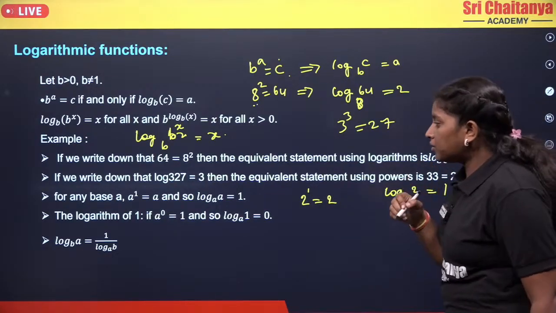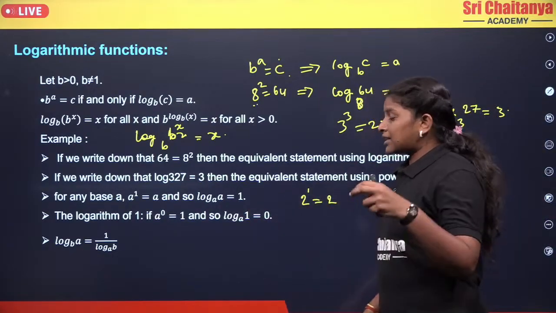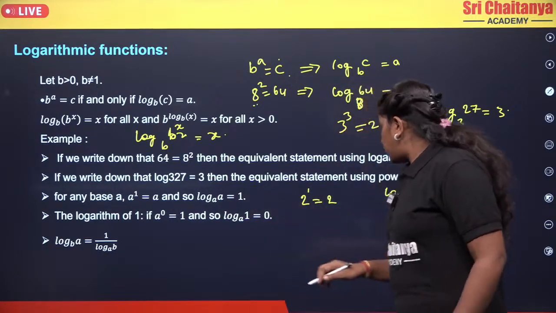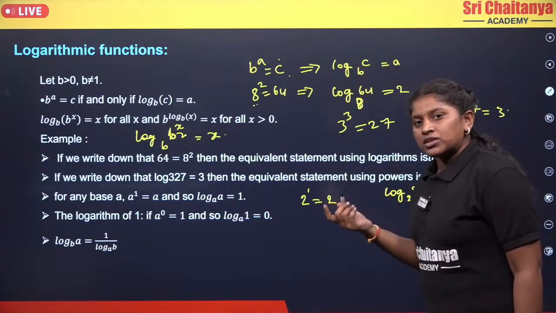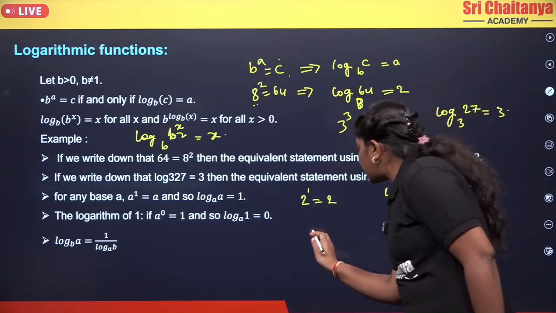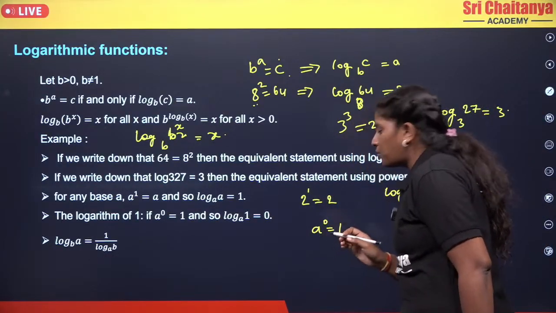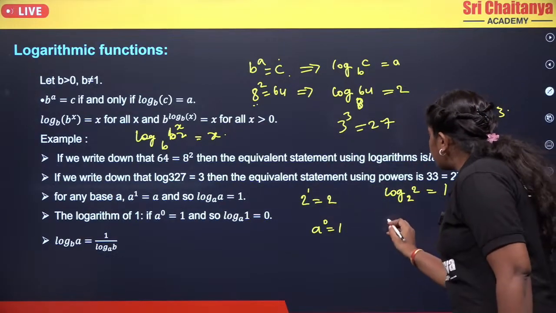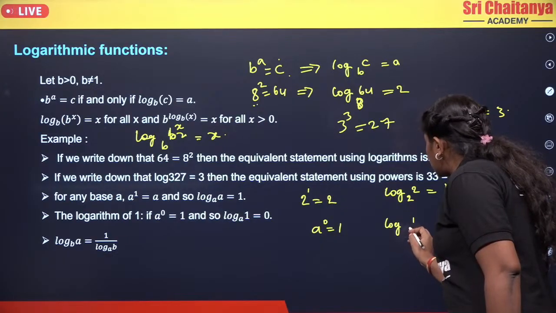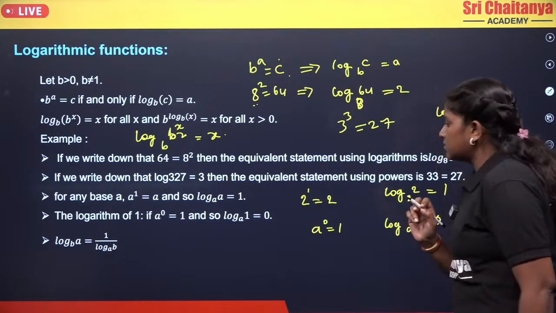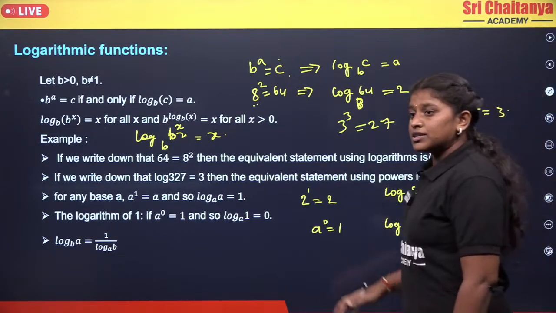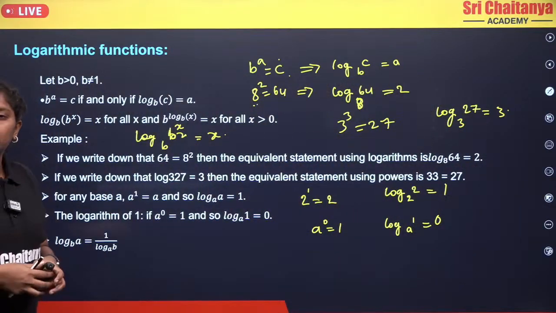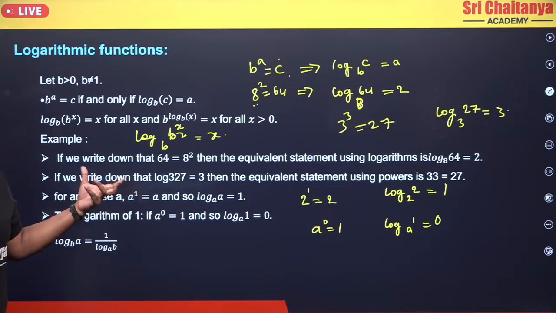Okay, now coming to the next one, the logarithm of 1. If you take log 1 to the base anything, then you will get 0. Why? Because anything to the power 0 will give you 1. So a to the power 0 gives you 1. Now if you apply the logarithm, you will get log 1 to the base a equals 0. Okay, so this is how we find values with the help of the given values. They might give you some values and ask you to simplify them.